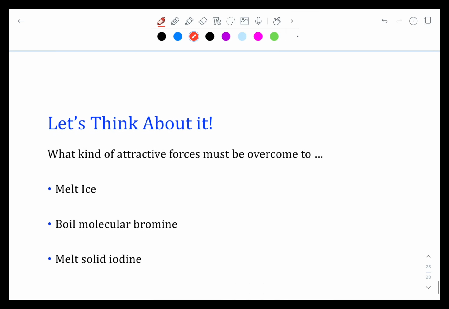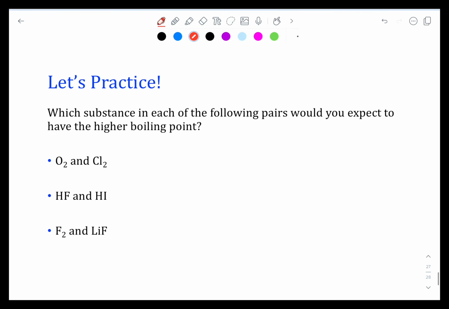Okay, so which substance in each of the following pairs would you expect to have the higher boiling point? Okay, so look at these examples. This is similar to what we did, only we're only looking at two. Okay, look at these two and think about which one would have the higher boiling point.